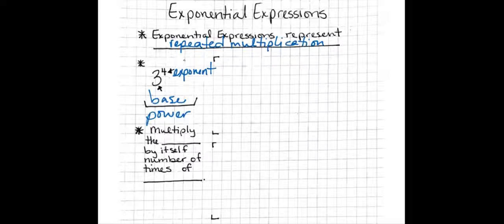When you have an exponential expression, you multiply the base times itself, the number of times that are represented by the exponent. So in this case, we would multiply 3 times 3 times 3 times 3, which we will add in a foldable in class, and that'll go on the right side of the page.